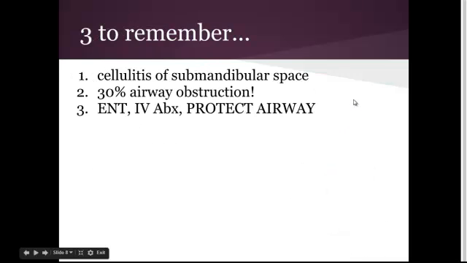So the three to remember for Ludwig's angina is, number one, what it is. It's a cellulitis of the submandibular space. The big deal about Ludwig's angina is that 30% of patients can have an airway obstruction. That's big. So to treat these patients, get ENT involved early, start your IV antibiotics, and make sure to protect that airway.